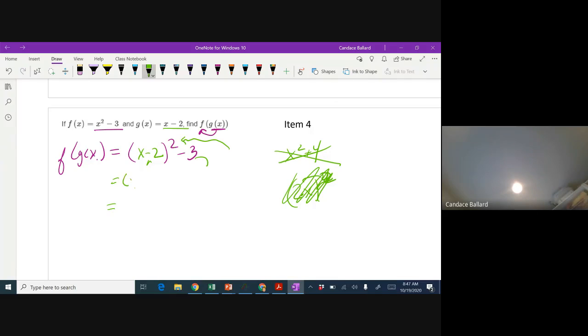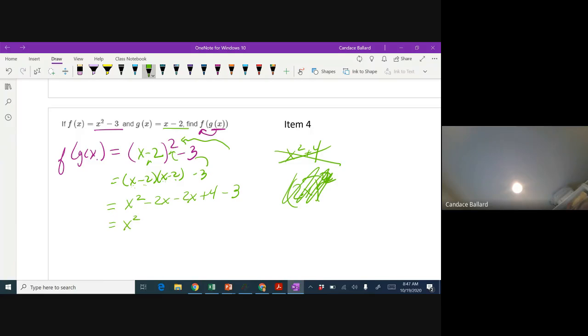All right, so we've got x minus 2 times x minus 2 minus 3. We know we have to FOIL that. Again, this means write it twice. So x times x is x squared. X times negative 2 is negative 2x. Negative 2 times x is another negative 2x. And negative 2 times negative 2 is 4, minus 3.